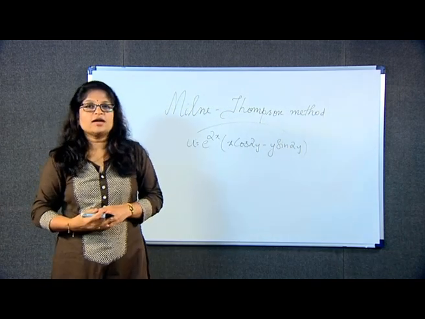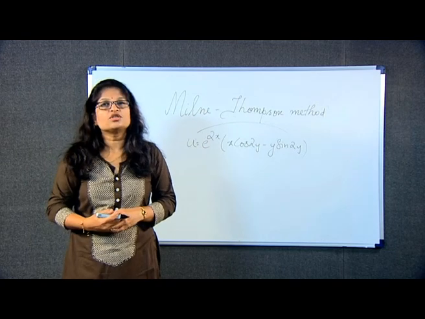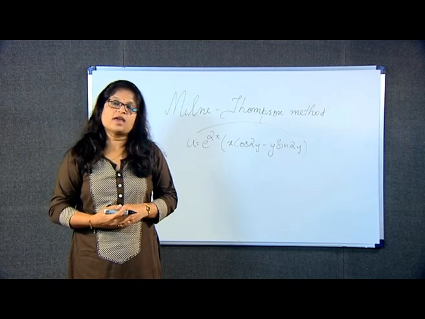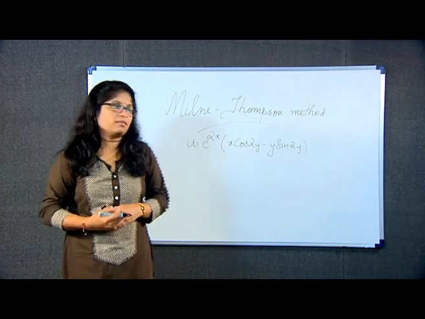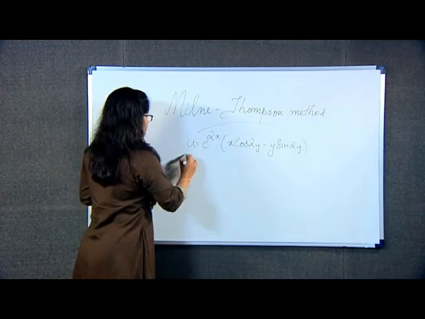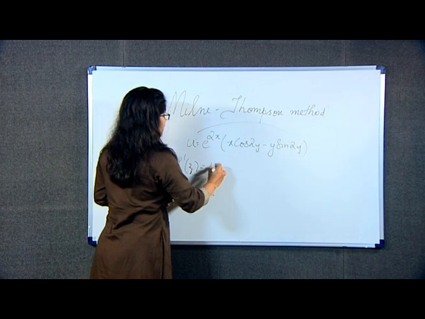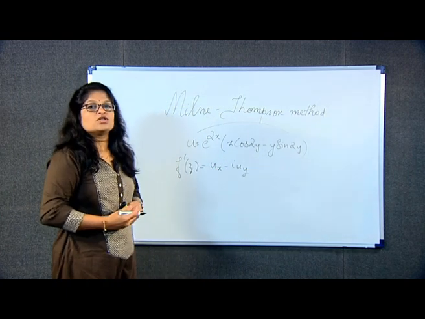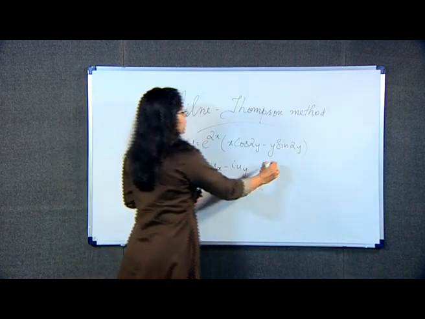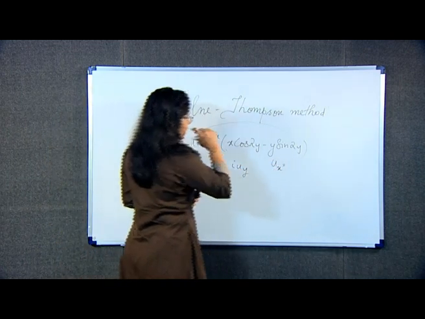So, if I proceed, e raised to 2x into (x cos 2y minus y sin 2y). If I proceed in the same way as the previous problem, I write my f dash z as ux minus i uy. So, I have to find my ux and uy for that. So, what is your ux?